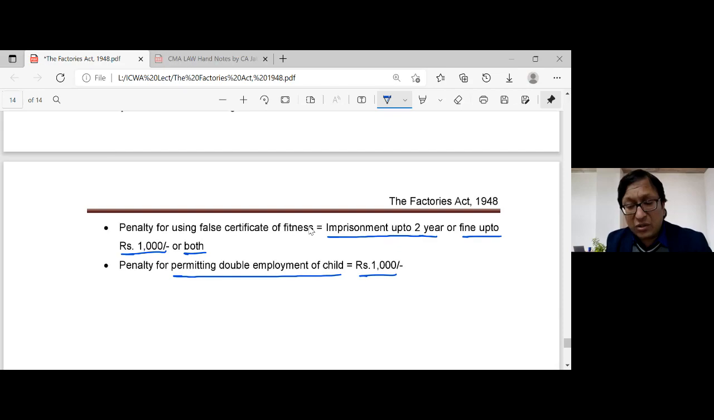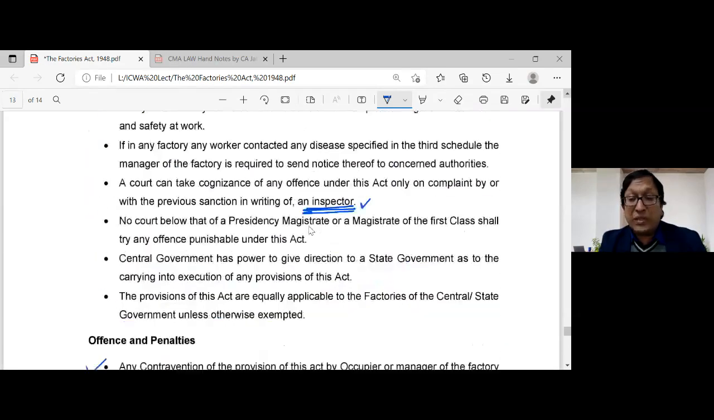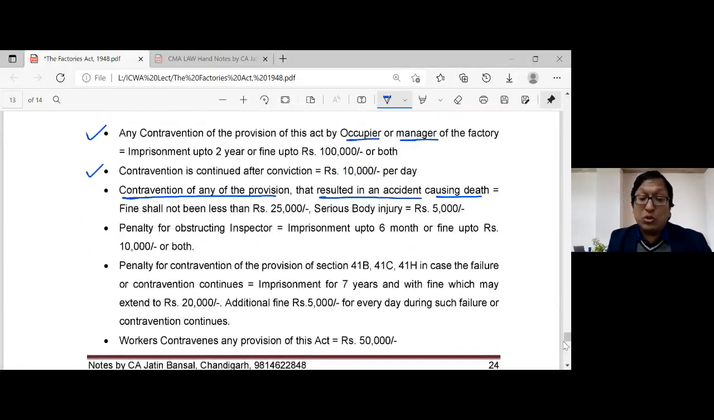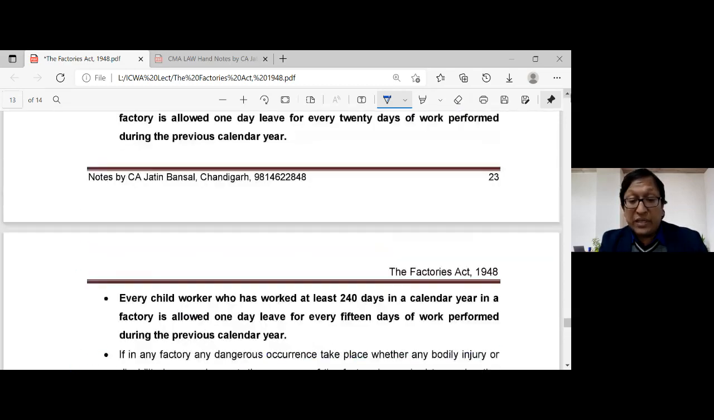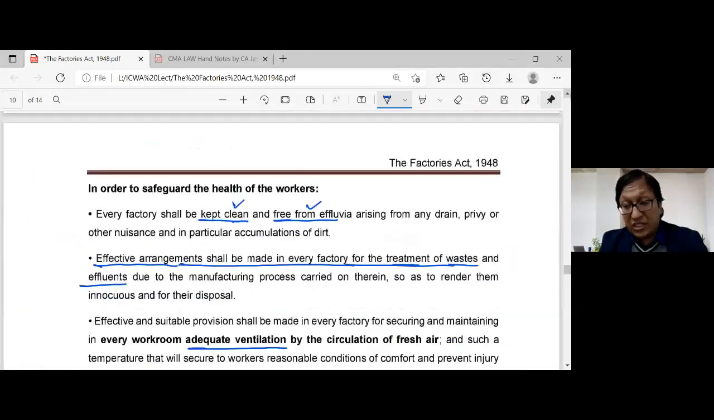So these penalties are not important for you guys. You need not worry about what these penalties are. Simply learn these two penalties, not more than that, and then one penalty for obstructing the inspector. That's all. The rest of the penalties are not required to be learned by you. And that's all for this Factories Act 1948.